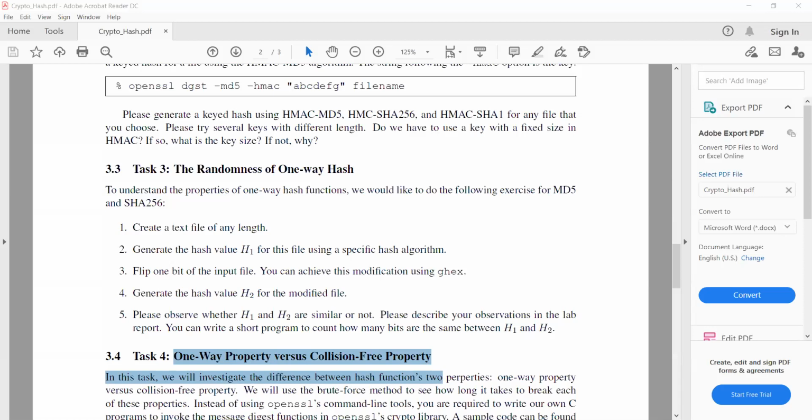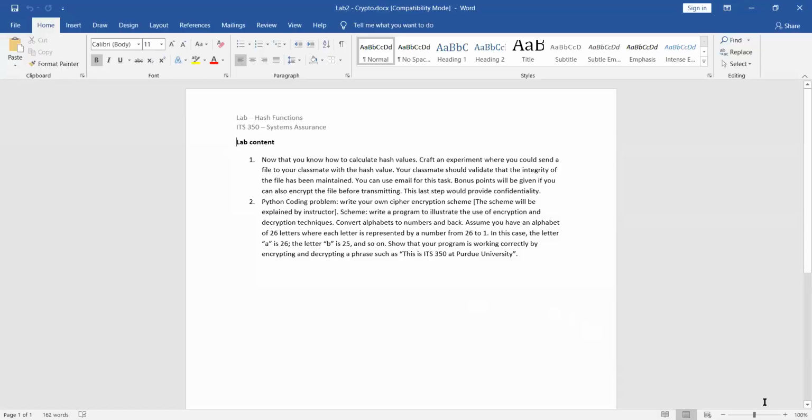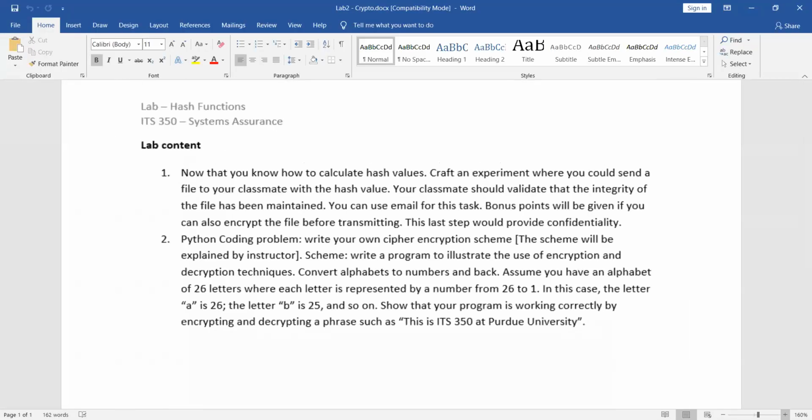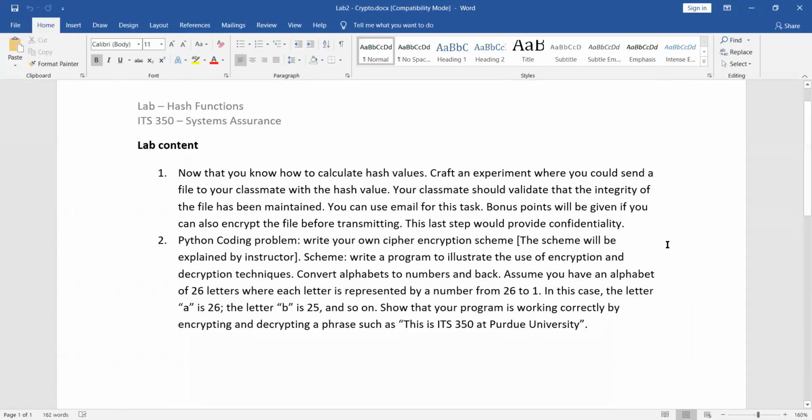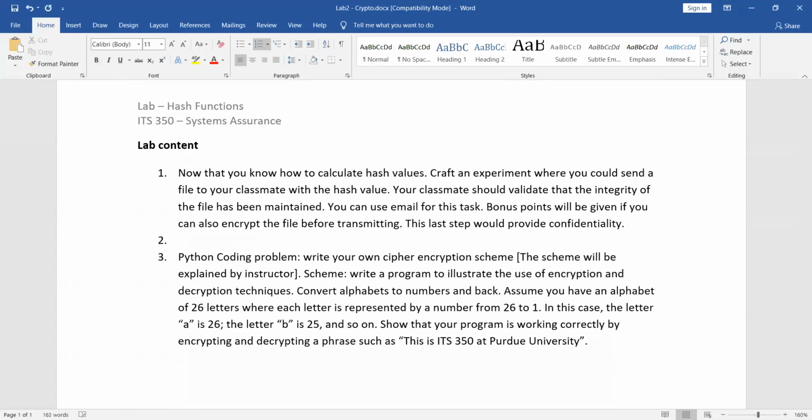Let me share that. In this Word document, you should be seeing it now. I have two problems, okay? In the PDF, I'll just show you how to use OpenSSL to calculate hashes. After that, I have two problems that I want you to solve. They're different. One is hash related. So let's read through it.